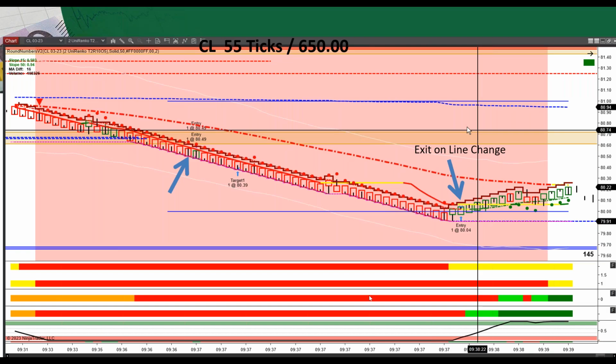All right. So this was a trade that I took. This was on CL. So you could see it came down, broke the pivot, got the pullback handle, placed the order, hit my first profit target of 10 ticks, and then exited on line change. You can see where my exit was at $80.04. So this was 55 ticks for the second. For the runner, that's 550, and 10 ticks on the first, that's $650 on this one trade, and it took less than a minute.